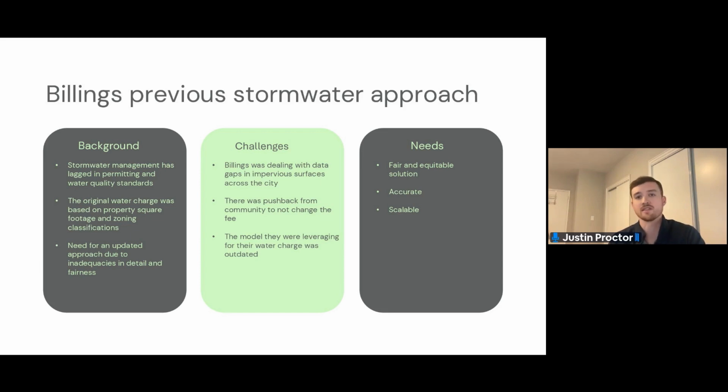This money is being reinvested back into the community. It's a tax to help directly the citizens and make sure that infrastructure doesn't flood during these 100-year storm events that are seemingly happening more and more often.